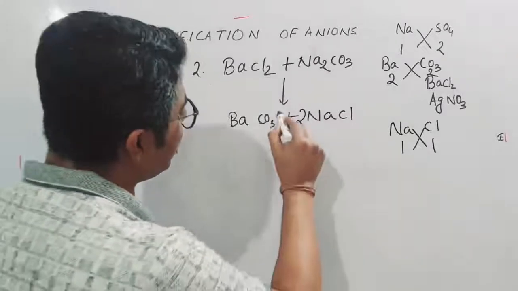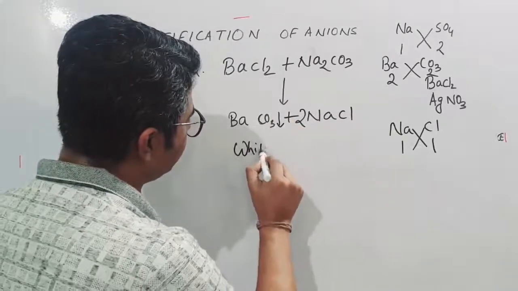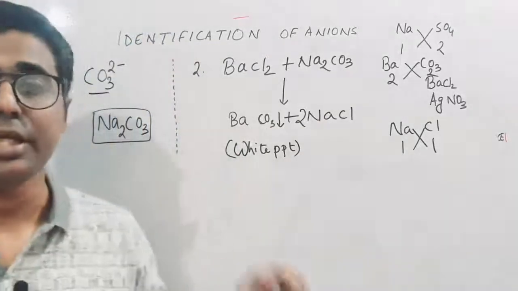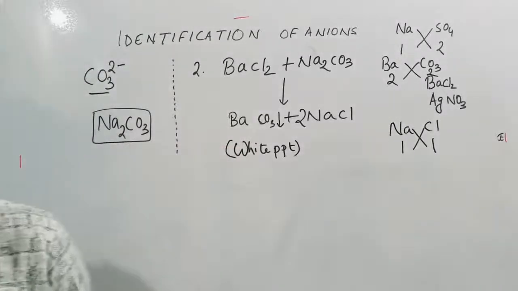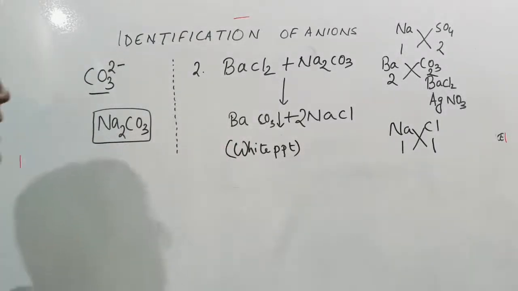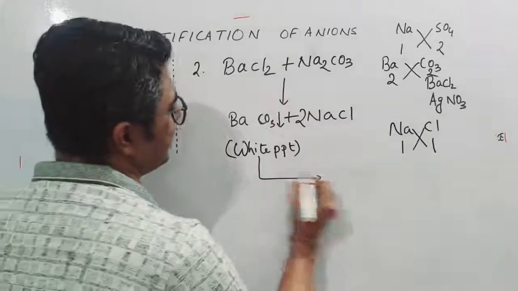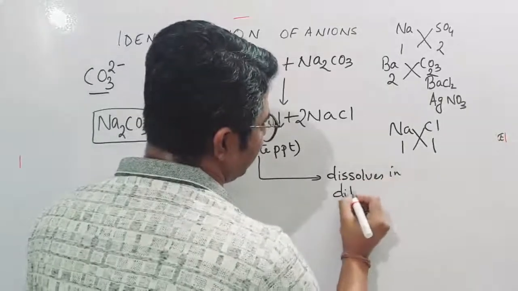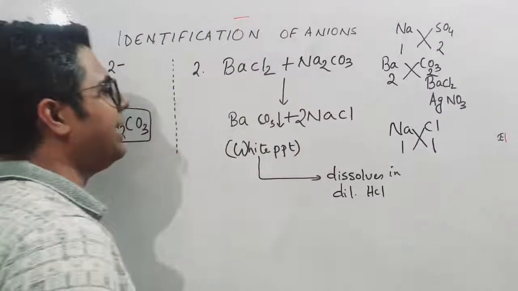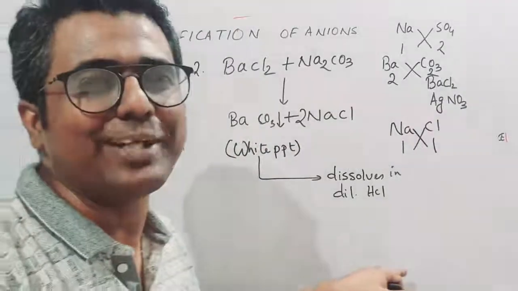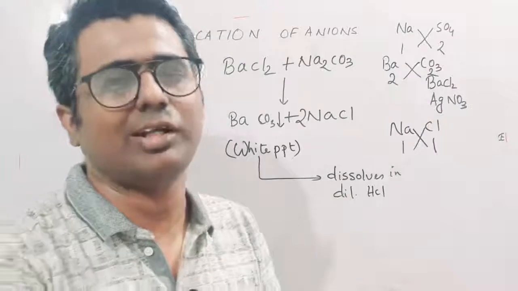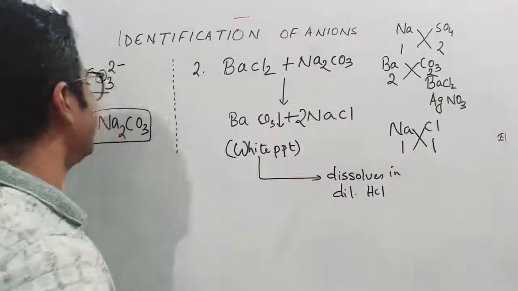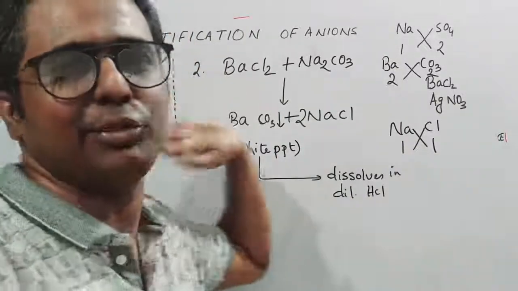So in this, see here it forms a white precipitate. You put this barium carbonate in dilute HCl. This dissolves in dilute HCl, because at the end of the day it's again a carbonate, and carbonate will react with dilute HCl, that's an acid, to give you salt, water plus carbon dioxide, right? So it is going to dissolve in dilute HCl. Again it is proved that it was a carbonate.